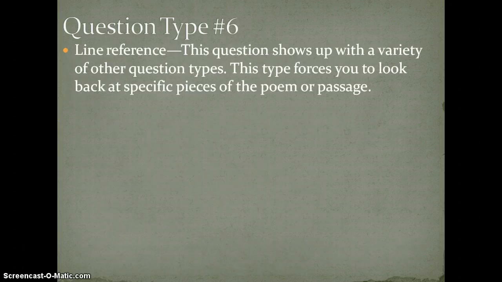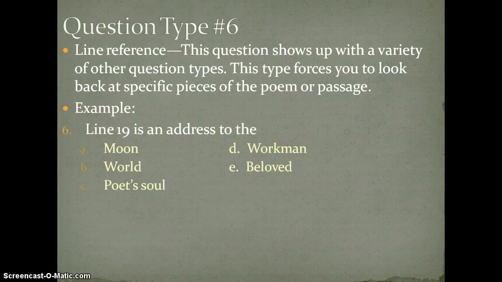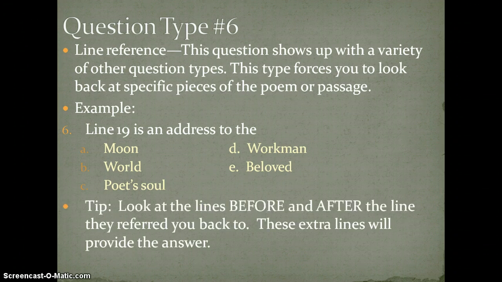Question type number 6 is a line reference. We've already seen a version of this in an earlier question, but this is going to show up in various places, so it's a good idea to look at it. This type forces you to look back at specific pieces of the poem or passage. Line 19 is an address to, and they've given you moon, world, poet, soul, workman, or beloved. The tip here is that you have to look at the lines before and after the line they referred you back to. These extra lines will provide the answer. More times than not, the answer is not in the line number they've given you.